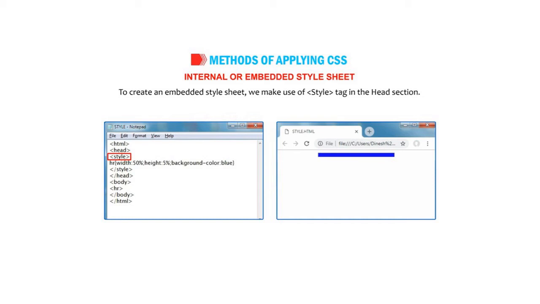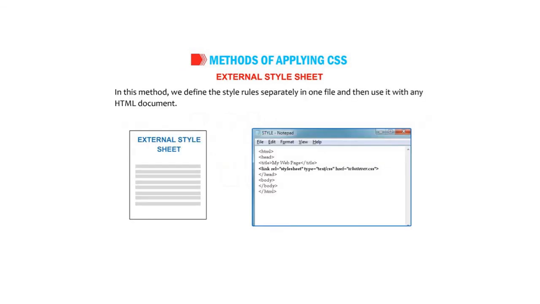We can write the HTML tag, head tag, then style tag, then HR, curly brackets. We will write width colon 50%, semicolon, height colon 5%, semicolon, background color colon blue, then curly brackets closed, and we will close the style tag. Then we will close the head tag and then the body tag, then HR, then body tag closed and HTML tag closed. Now let's learn external style sheet.